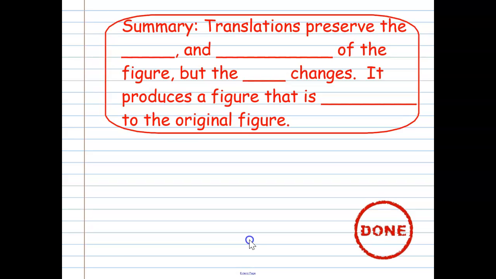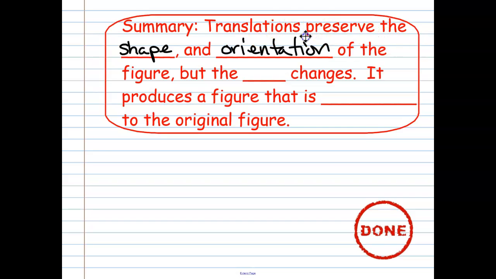Translations preserve the blank and blank of the figure, but the blank changes. It produces a figure that is blank to the original figure. Okay. Preserves means stayed the same. So what stayed the same? Did the size stay the same? No. Did the shape stay the same? Yes. And what else stayed the same? The way that they face, which is also called the orientation.